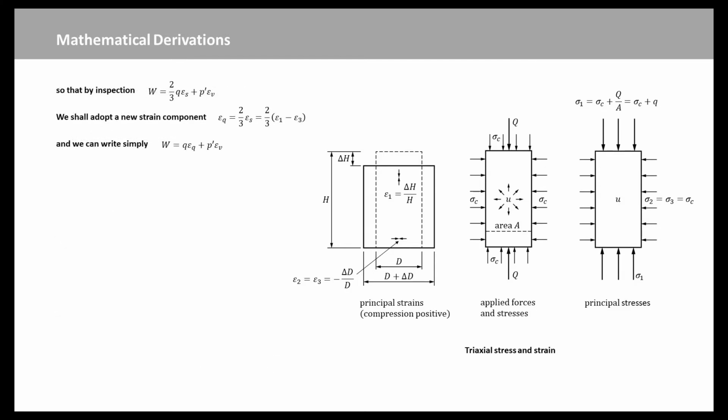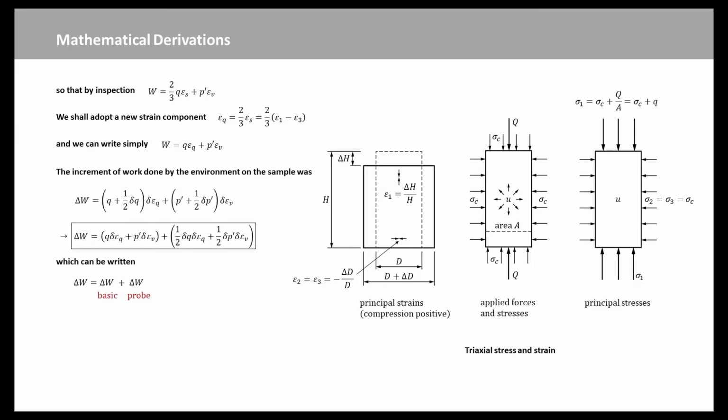In order to eliminate the inconvenient 2/3 factor which has appeared, we shall adopt a new strain component epsilon q associated with the deviatoric stress q in a triaxial test, so that we can write this simple W equation, which is the work done by the environment on a straining triaxial element of unit volume.